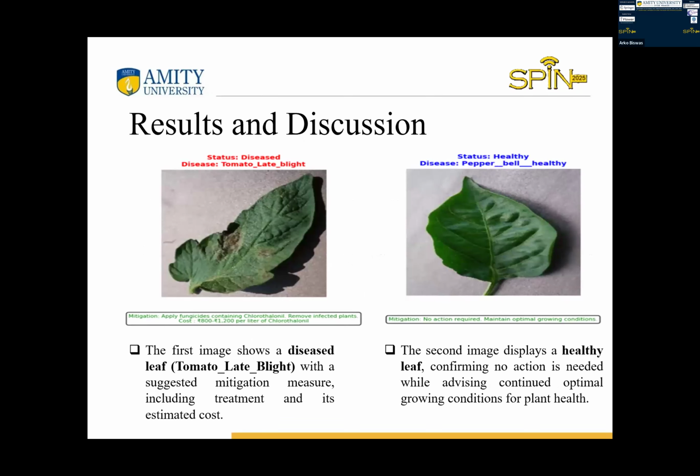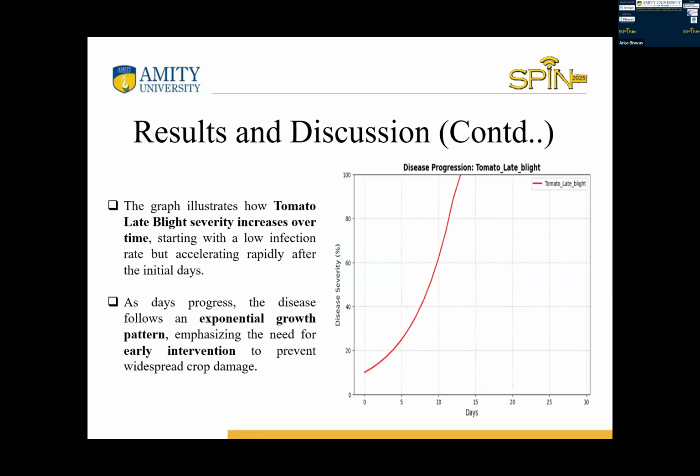As you all can see on your screens, there are two leaf images. One is diseased and the other one is healthy. The first image shows a diseased leaf, and the disease is tomato leaf blight, with a suggested mitigation measure, including the treatment and its estimated cost. And as you can see on the screen, the second image displays a healthy leaf, confirming no action is needed while advising continued optimal growing conditions for plant health.